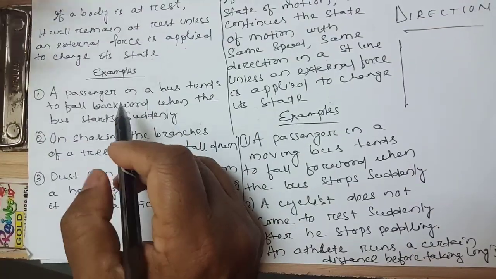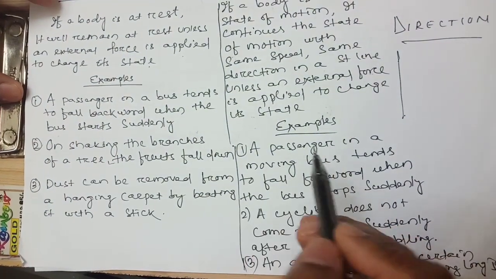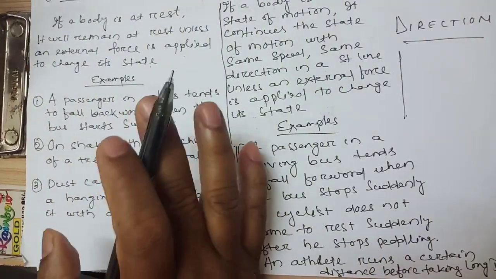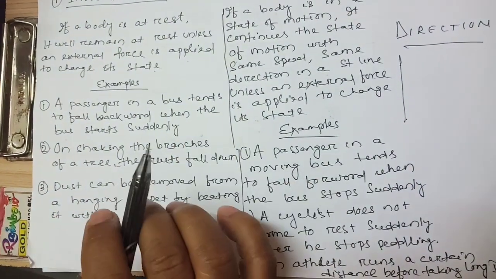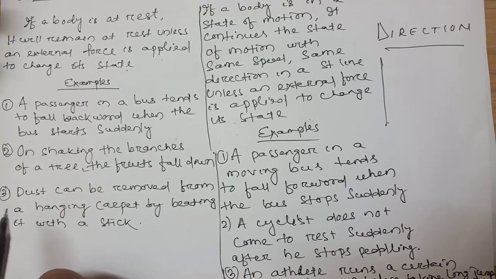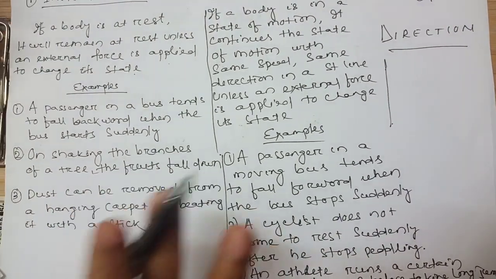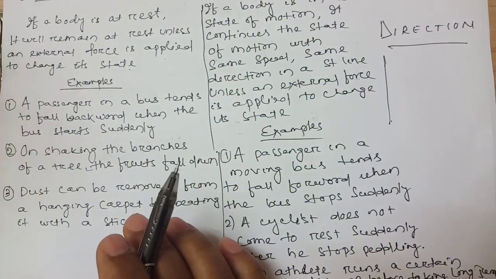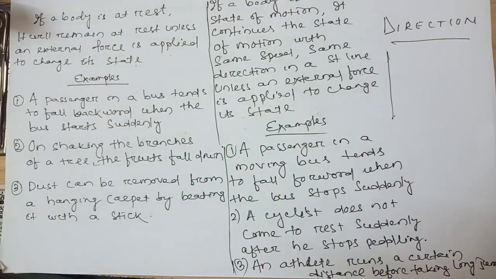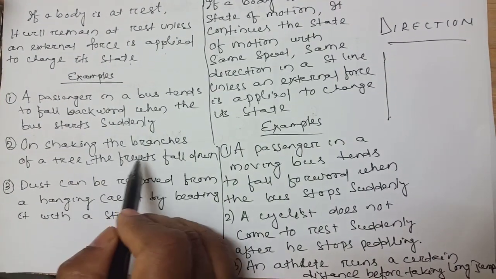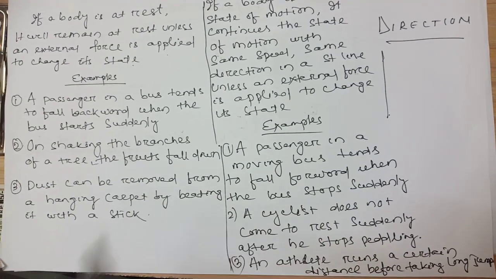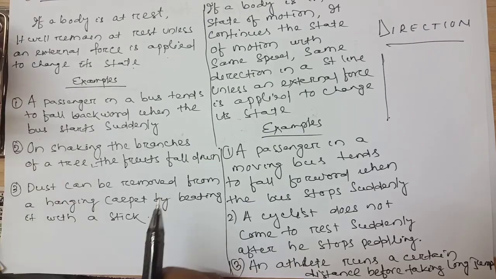Let's discuss some examples. A passenger in a bus tends to fall backward when the bus starts suddenly. Suppose the bus starts suddenly, the passenger inside the bus tends to fall backward. Why? Because their lower part moves with the bus, but the upper part is in a state of rest. So due to inertia of rest, they fall backward. Another example, on shaking the branches of a tree, the fruits fall down. The fruits are at rest, so due to inertia of rest, the fruits fall down.